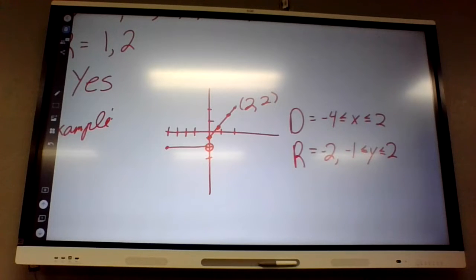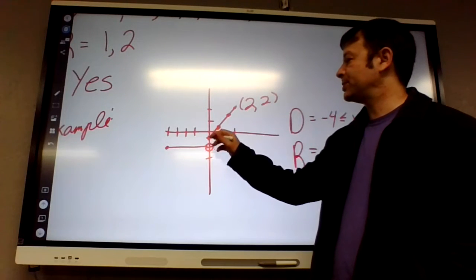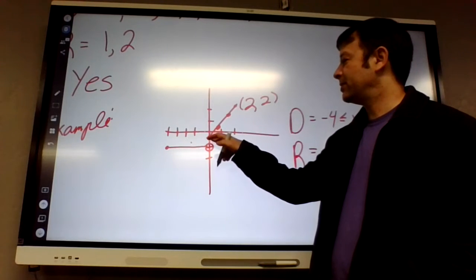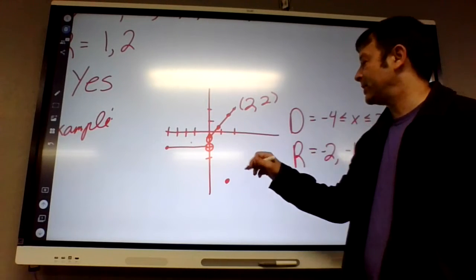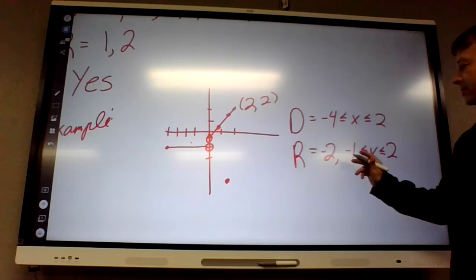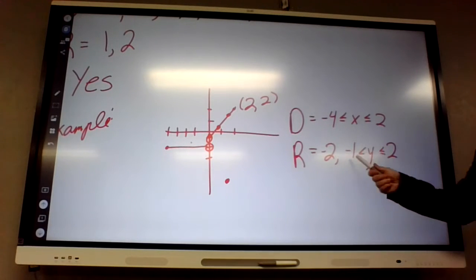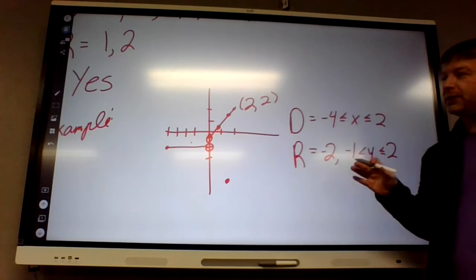If that dot at -1 was open, would it be -1 is less than y? Yes. If this was an open circle, that means -1 would not be included, so you would just use -1 less than y less than or equal to 2. Alright, that was an example.